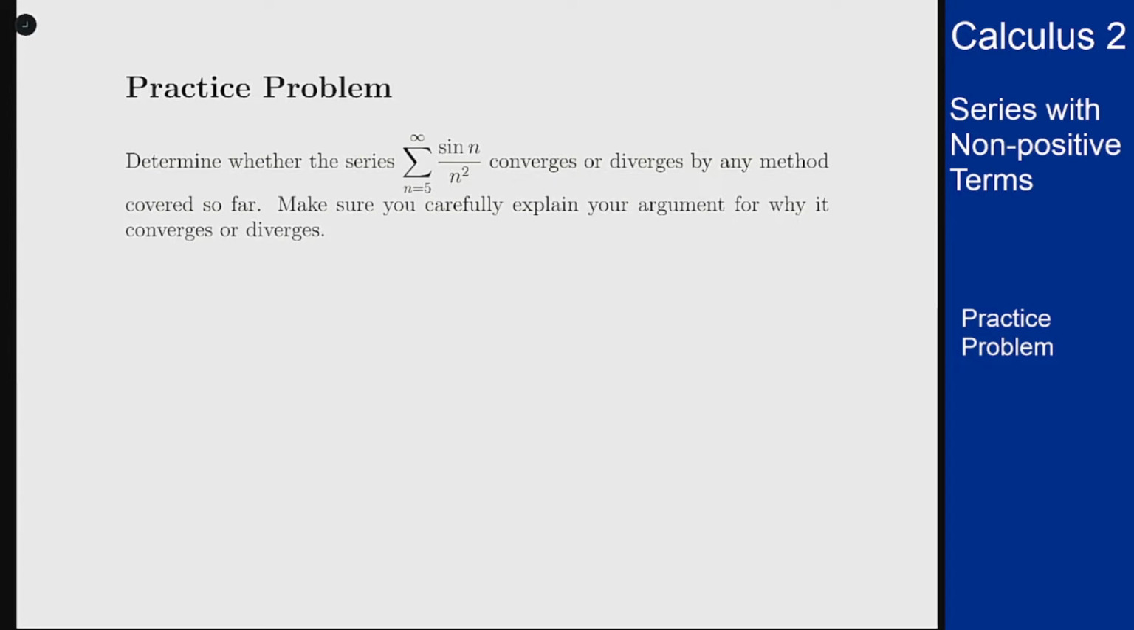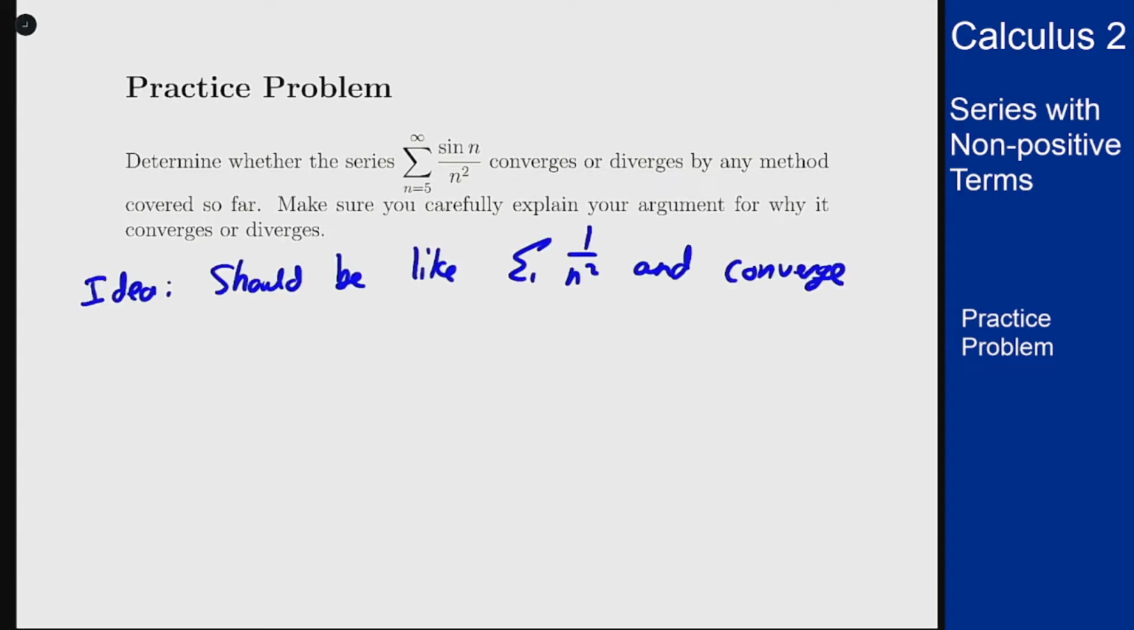So your first thought here might be that it's n squared in the bottom, and the top is bounded, so it should be like a p-series and should converge. And this is true, this is the right idea. We've got to figure out how to properly state it to get this convergence correctly formulated. So what can we say about this?